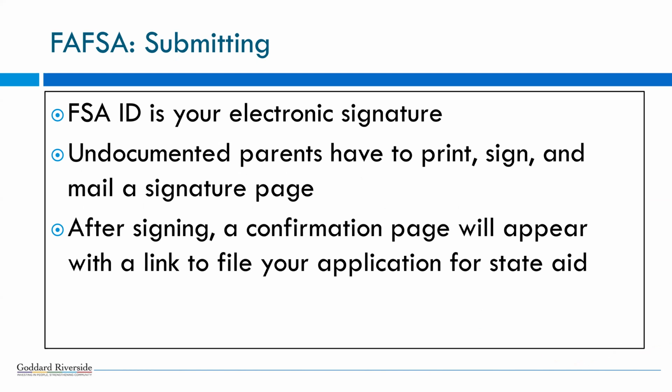If you and your parent can have your FSA ID and sign it, you don't have to worry about printing anything. After you're done signing, you're going to receive a confirmation page, and that's going to give you a link to file your state aid, which I'm going to jump deeper into momentarily. But I just want to touch on that now. When you finish, you're going to get that page. If you scroll down, it's going to say, would you like to start your New York State aid application? I don't know the exact words, but it'll be a link that will link you right into the application for New York State aid.